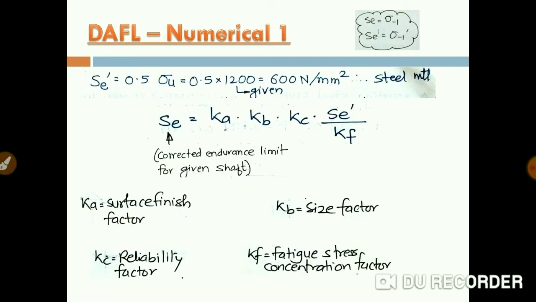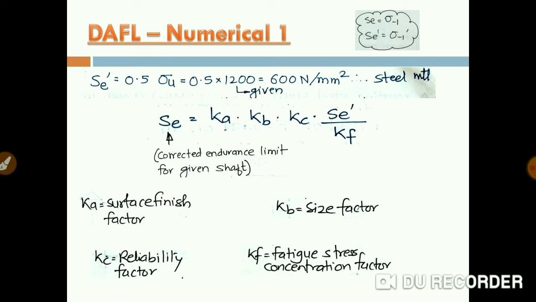Now we need to find the endurance limit for the component. But to find the endurance limit for a component, we need the endurance limit for the specimen. For a steel specimen, the endurance limit is given as 0.5 times sigma u. Sigma u is 1200 Newton per mm square, so the endurance limit for the steel specimen is 600 Newton per mm square. From this, we need to calculate the endurance limit for the component. That is obtained by Se, which is equal to Ka, Kb, Kc into Se dash by Kf.